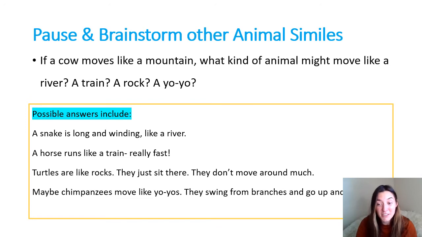Some of your possible answers might have included: a snake is long and winding like a river. A horse runs like a train, really fast. Turtles could be like rocks. They just sit there and don't move around much, unless you're someone in particular in our class who actually has a very fast turtle. Or maybe you think that chimpanzees move like yo-yos as they swing from branches and go up and down. Now, I'm sure you came up with a lot of different answers than that, but this is what I have. So remember, it's not wrong just because it's not on the page.